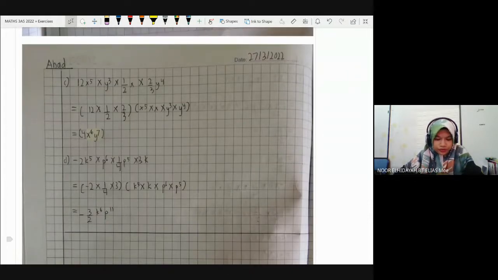Next question, C. Question C, 12x to the power of 5 times y power of 3 times 1 over 2x, x power of 1, y power of 4. Then you solve the coefficients. 12 times 1 over 2 times 2 over 3.